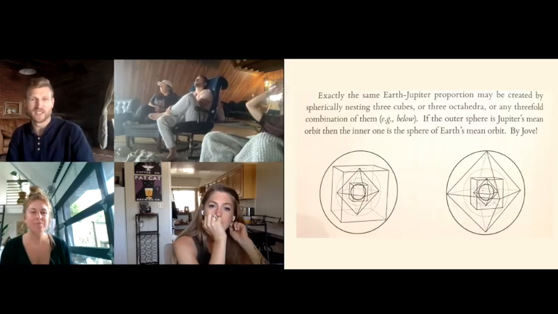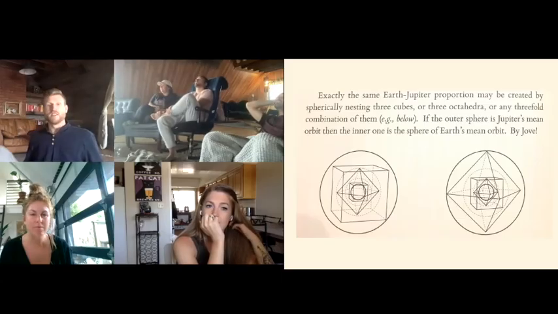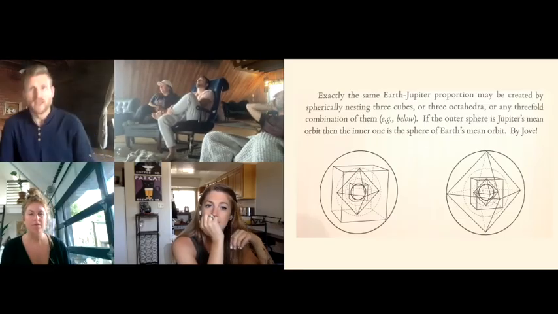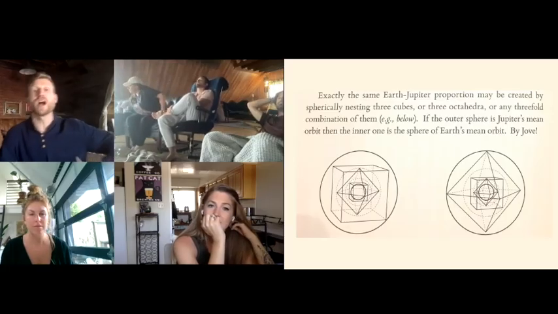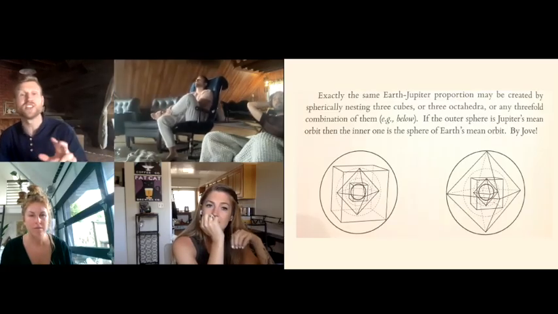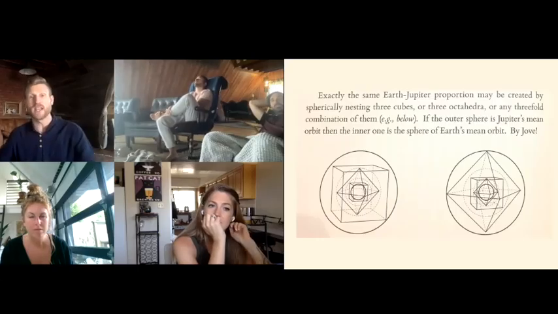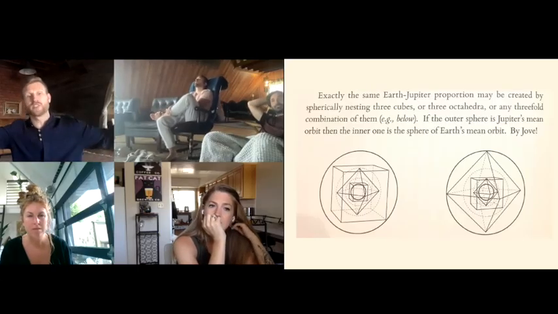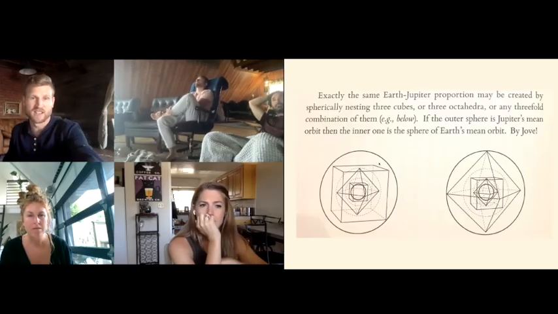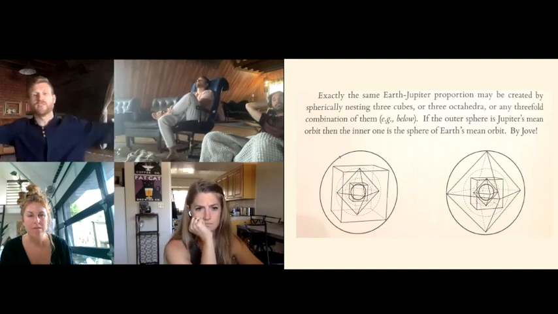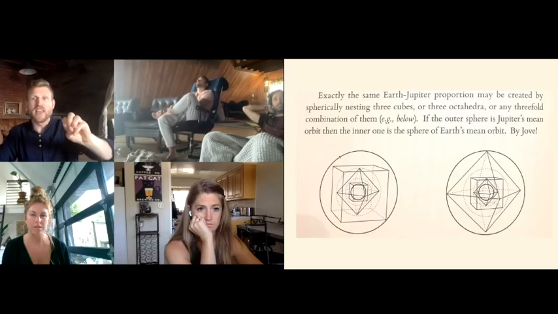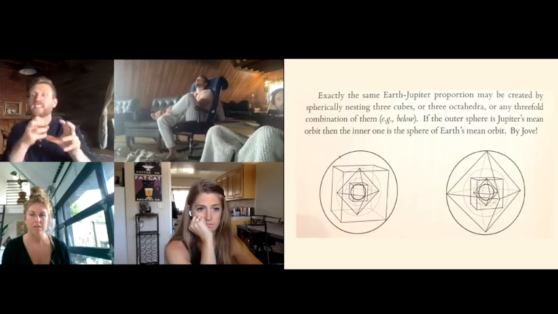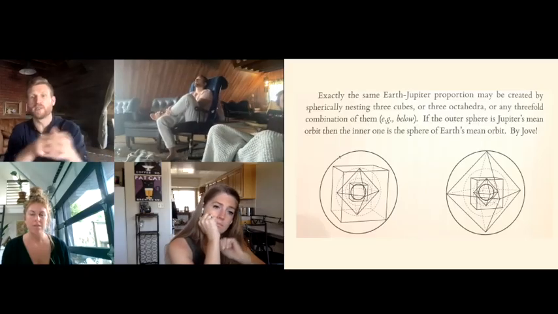Okay, so this is the representation of the Earth-Jupiter proportion. May be created by spherically nesting 3 cubes or 3 octahedra or any threefold combination of them, right? So if you take that outer sphere on the left-hand side here, let's look at this one. That outer sphere represents the orbit of Jupiter. And then we do our simple process, cube, octahedron, cube, and then the sphere that fits perfectly inside that inner cube is the orbit of Earth.